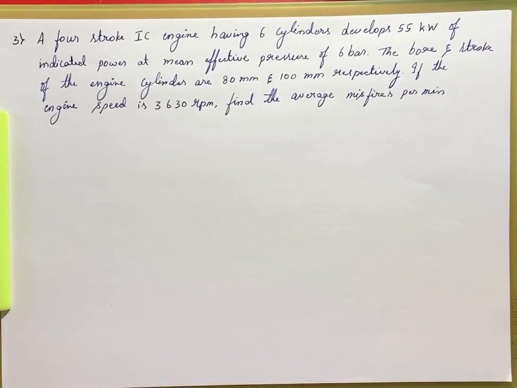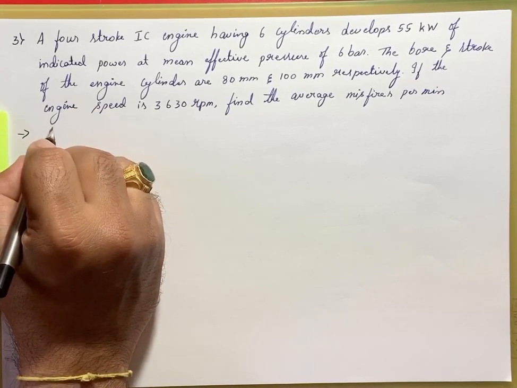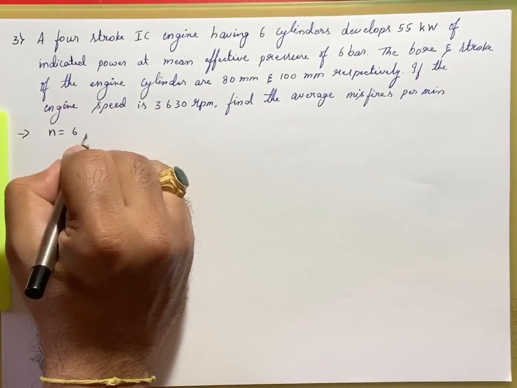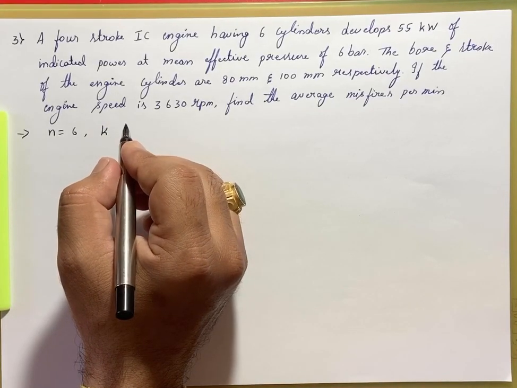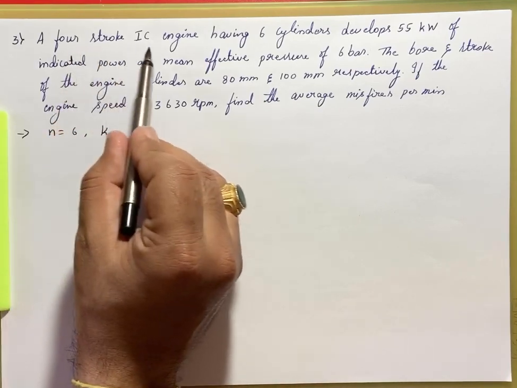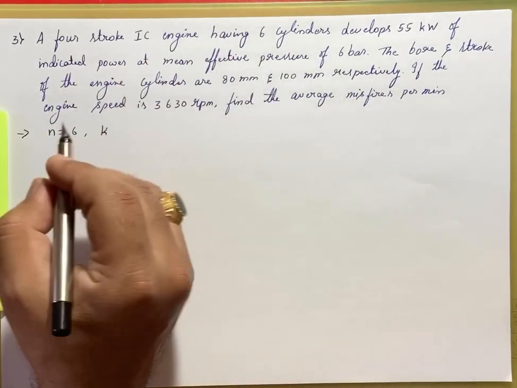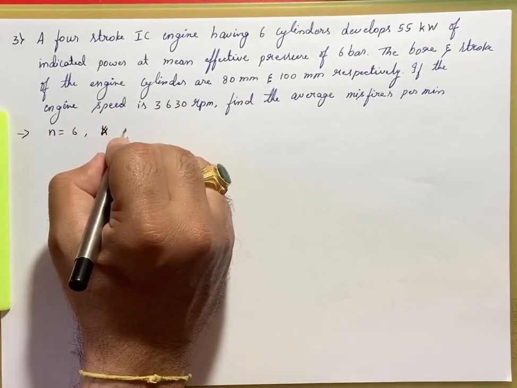We'll go to next numerical, number 3. In this, what he has given is a 4-stroke IC engine has 6 cylinders, that is N is equals to 6. 4-stroke IC engine, that is K. He has not mentioned anything about K here. Does not worry.